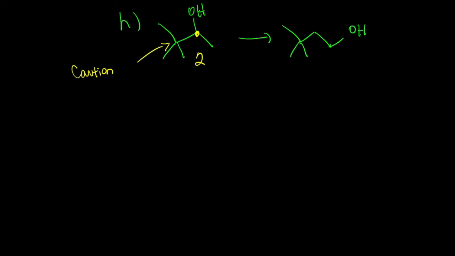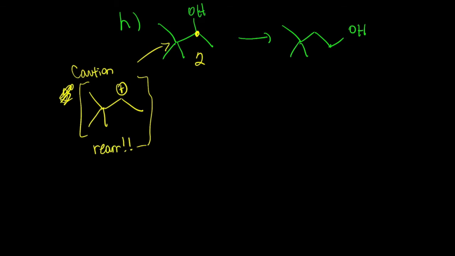If we made the secondary carbocation, it would undoubtedly rearrange. So if we made a carbocation, I'll put it in brackets so you know that's like a curved arrow reaction intermediate, this would rearrange, okay? So we don't want to do anything with carbocations.